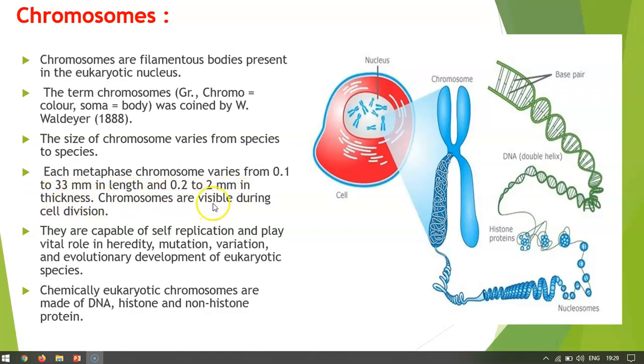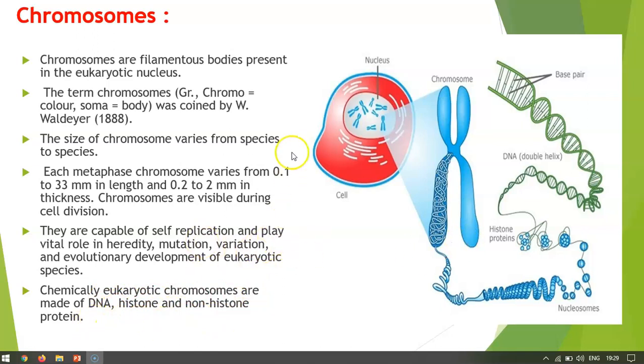Now, chromosomes are visible only during cell division. They are capable of self-replication and they play a very important role in heredity, mutations, variations, and evolutionary development of eukaryotic species. Chemically, eukaryotic chromosomes are made up of DNA, histone, and non-histone proteins.